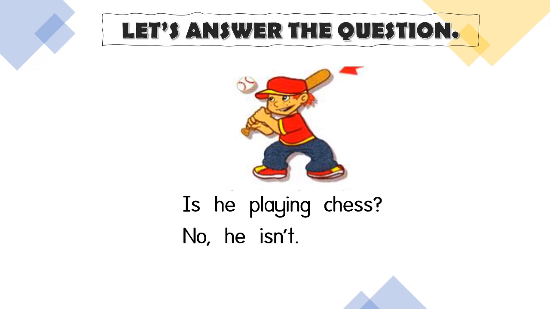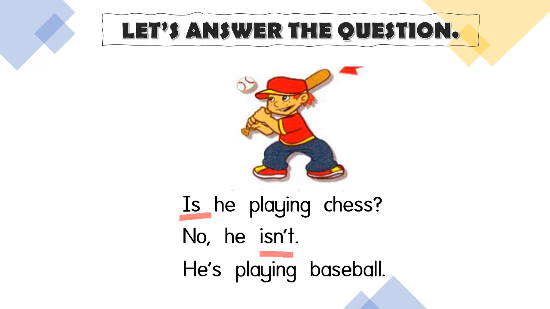No, he isn't. Look at the picture. He's not playing chess. So, we clarify our statement by answering, he's playing baseball. Look here, we use is for singular subject and we answer with isn't for negative answer. And then we clarify the answer by saying about the activity. Okay, is it clear? Go practice now with your friends.